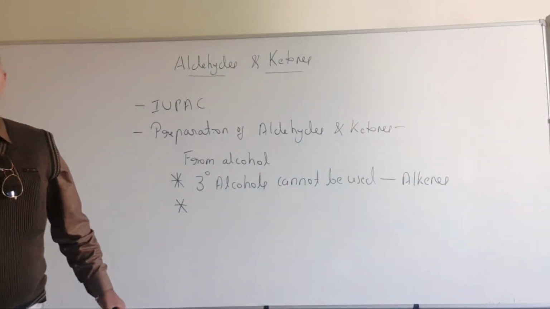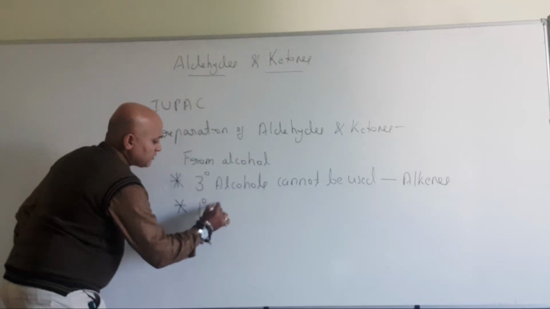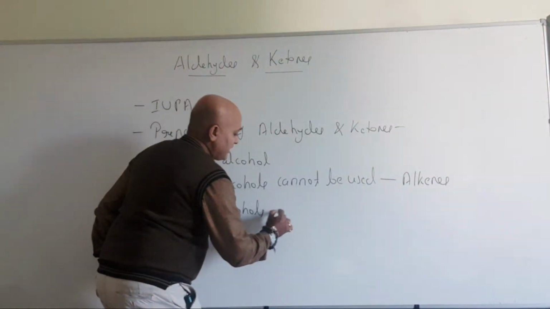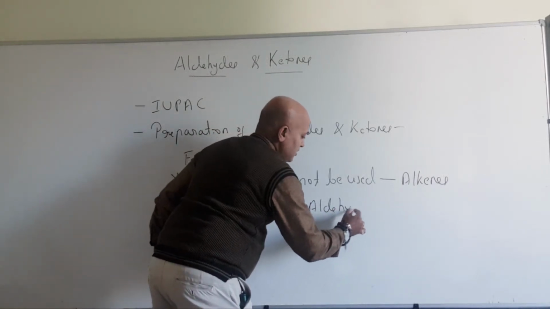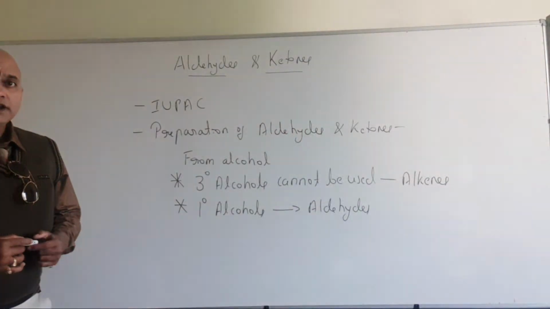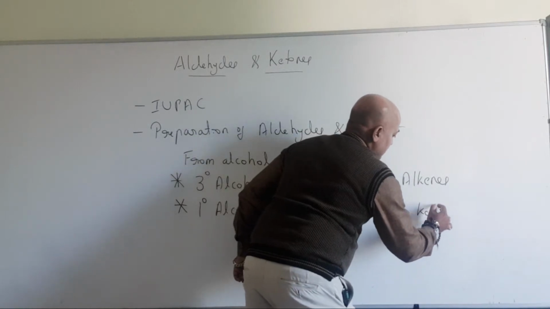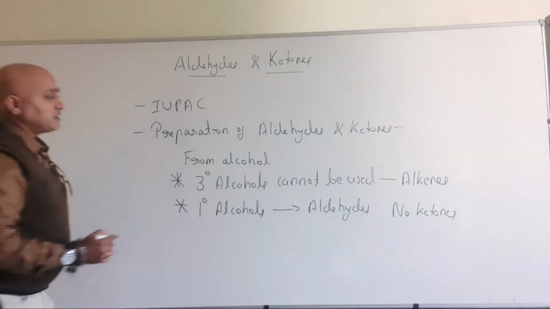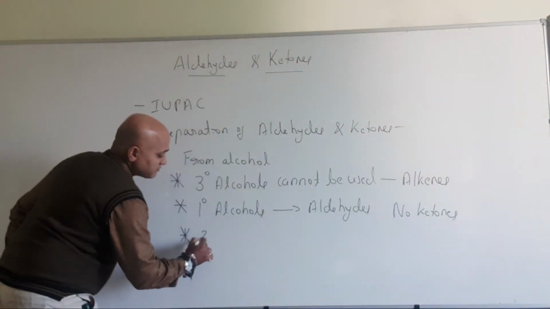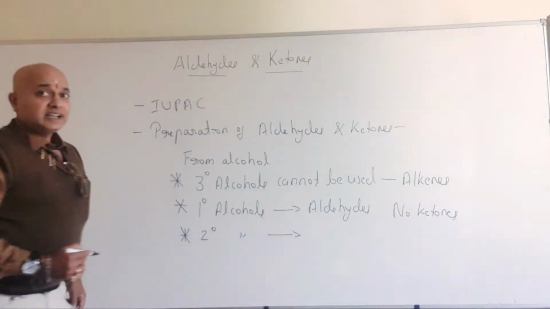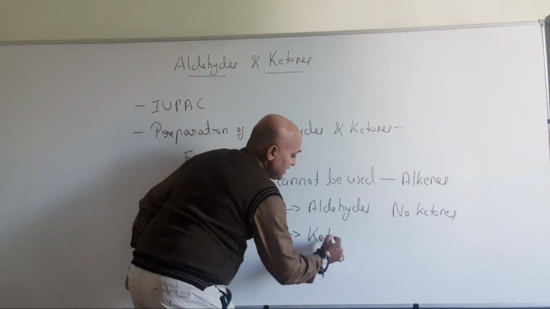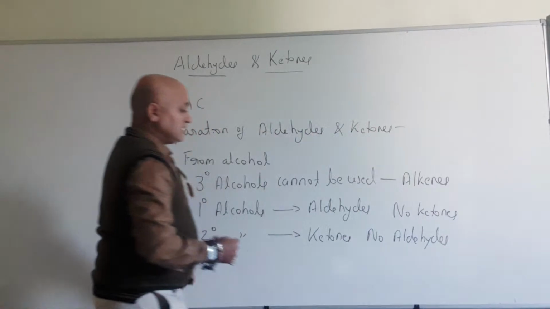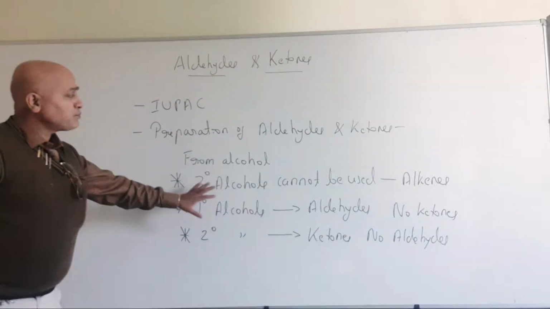What is the next point which we have discussed? Primary alcohols will give rise to aldehydes. It will not form the ketones. So that's another important point: primary alcohols always get converted into aldehydes but not ketones. Next, with respect to secondary alcohol, it always gives rise to ketones and no aldehydes. So that's what we have discussed, right? These points you should remember.